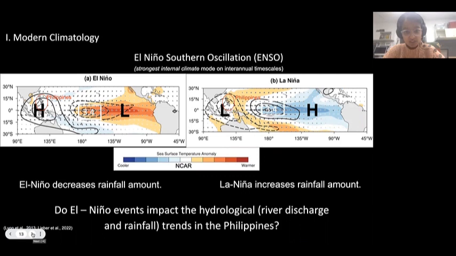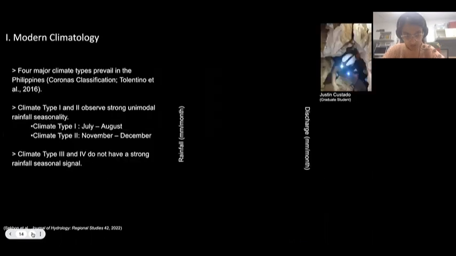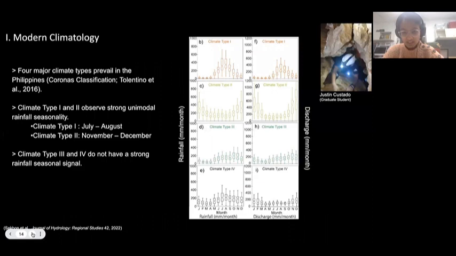In addition to interannual timescale variability, the Philippines is also impacted by 4 different types of climate variability on the seasonal scale. Climate type 1, as you can see over here, indicated by rainfall averages, and then on the right panel indicated by discharge averages, has a strong summer monsoon signal, with the monsoon peaking through July and August. Conversely, climate type 2 has a strong winter monsoon signal, and climate type 3 and 4 do not really have a strong rainfall seasonal signal.